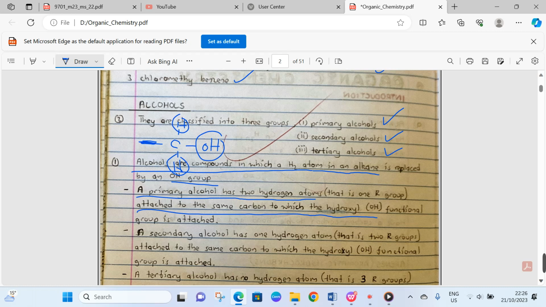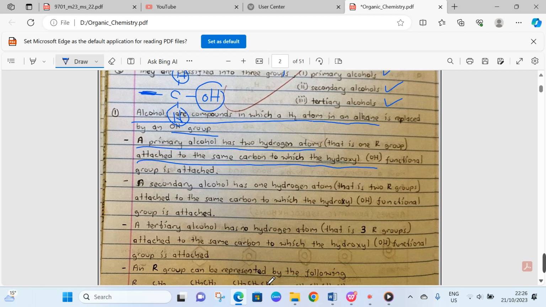Now, in secondary alcohols, the carbon atom of the double bond is attached to one hydrogen atom and two other groups like this. And if it becomes a tertiary alcohol, it has three other groups, and this carbon atom of the double bond is not attached to any hydrogen atoms. I hope I've made myself clear. You just have to know this, okay?